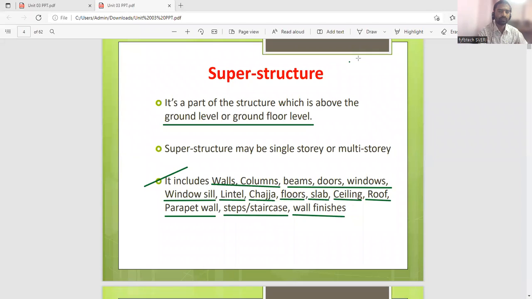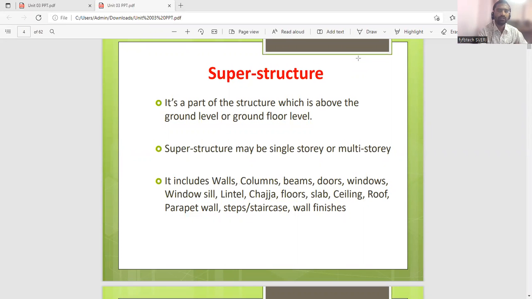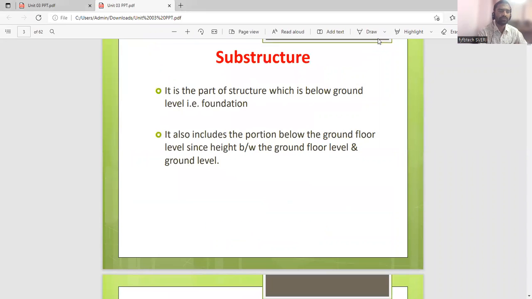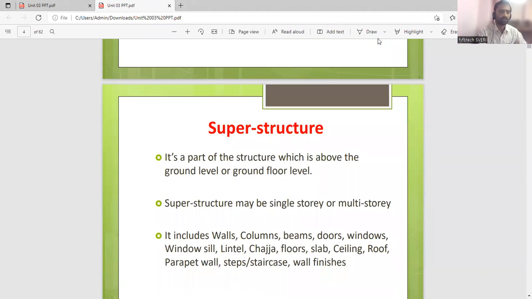Yes, sir. Have you taken the examples for the substructure? This is written, the second point: it includes portion below. Have you written in your notebook? Okay. Important.